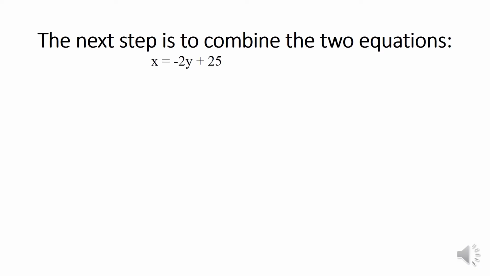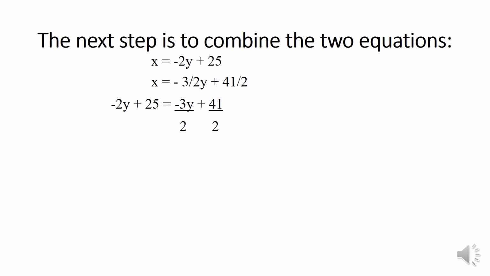So we have x is equal to negative 2y plus 25, and another equation of x is equal to negative 3 over 2y plus 41 over 2. So if we combine these two equations, this becomes negative 2y plus 25 is equal to negative 3y over 2 plus 41 over 2.